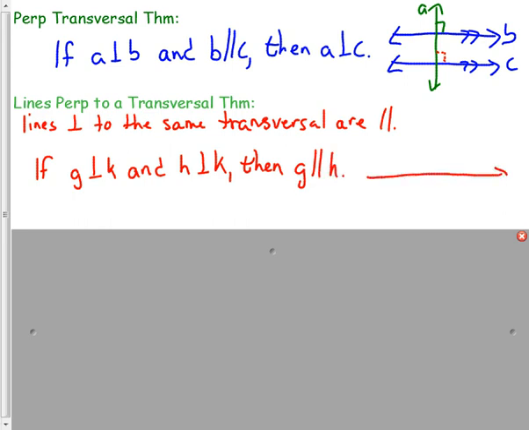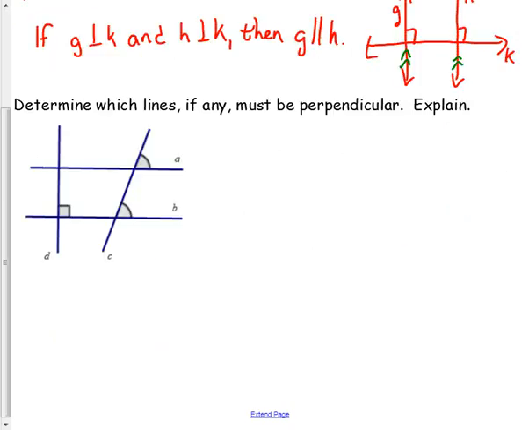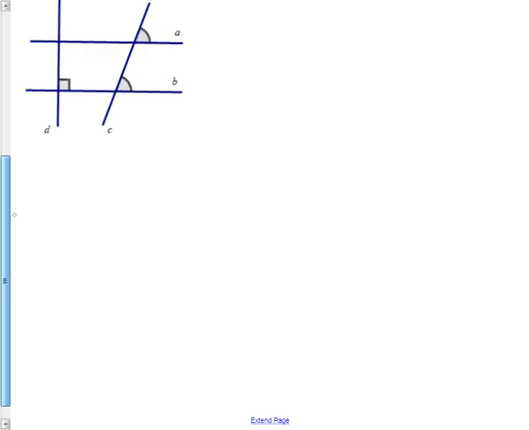So you're going to have a line here, a transversal K, and you're going to have two lines, G and H. And if they're perpendicular to the same line, well, as we can see here, the corresponding angles converse would say that those two lines are parallel. That is what is going on in this theorem.